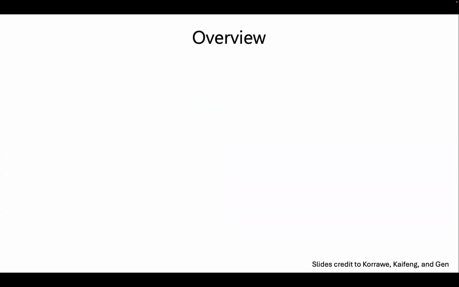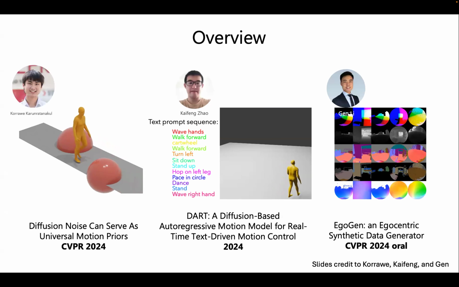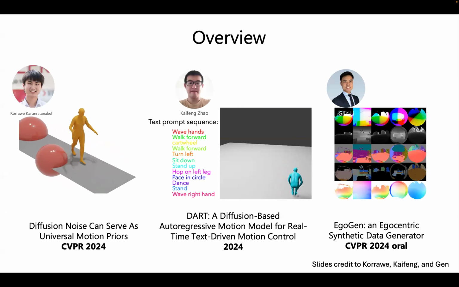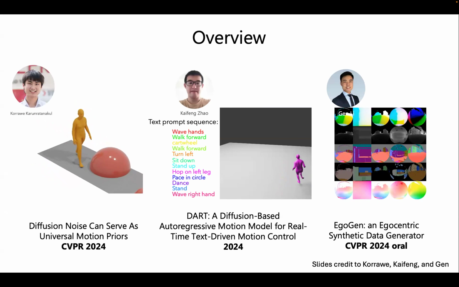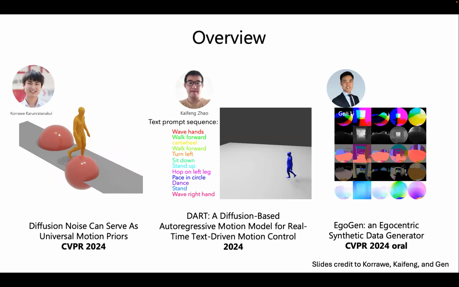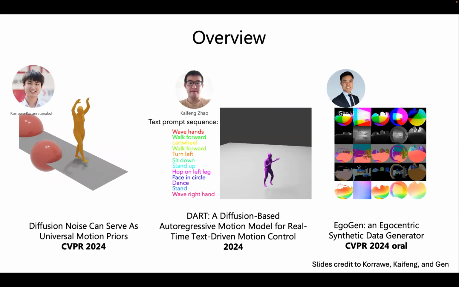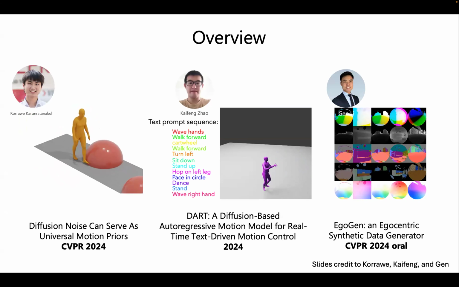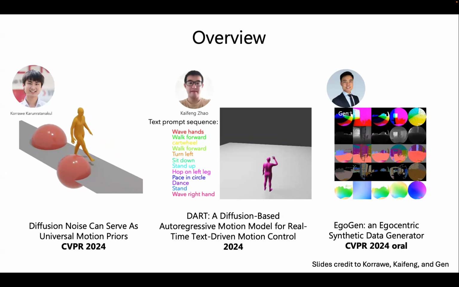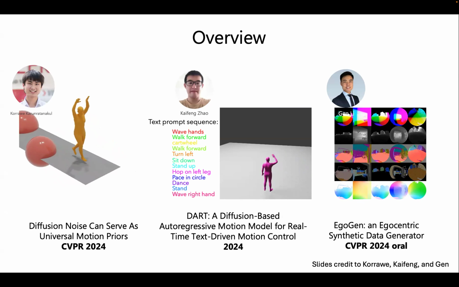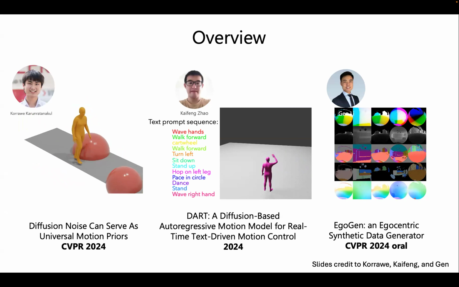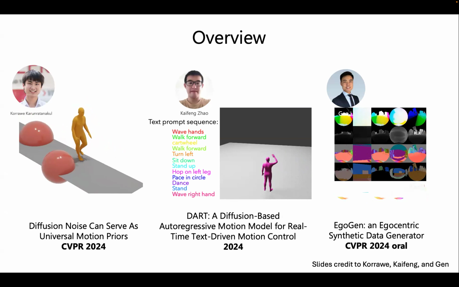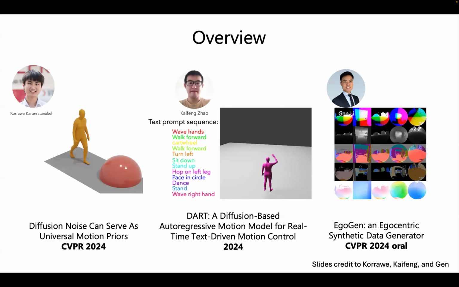And having this in mind, in my group, we have been working on this topic for maybe the last 3 or 4 years. And today I want to talk about 3 very recent works. The first one is DNO, diffusion noise can serve as a universal motion prior. It's a very simple algorithm, but our goal is to see whether we can leverage diffusion models as a prior that can be used for many different motion control or editing tasks.